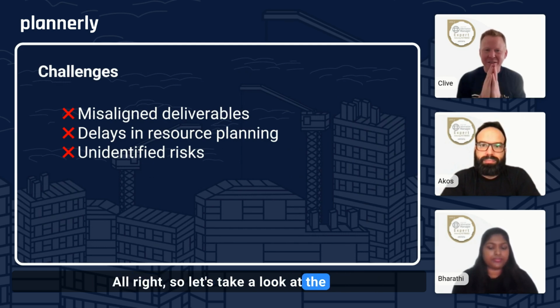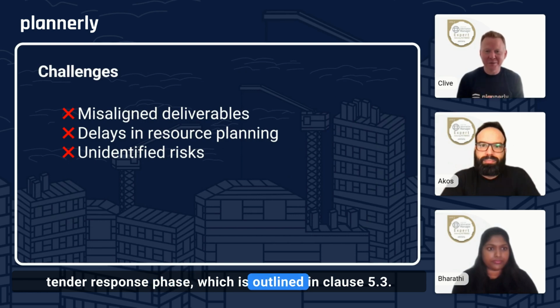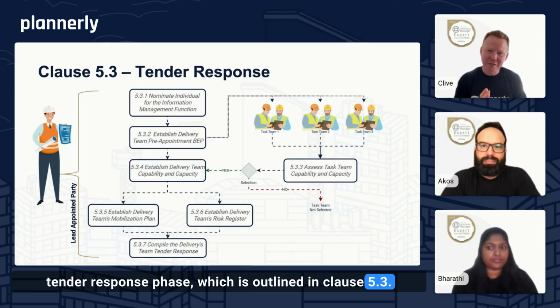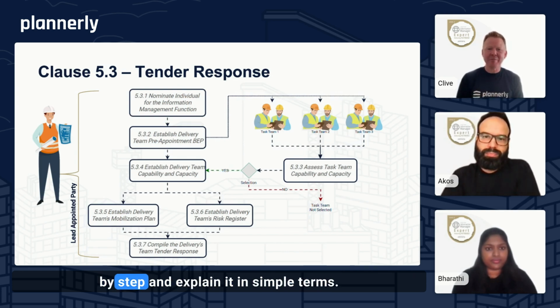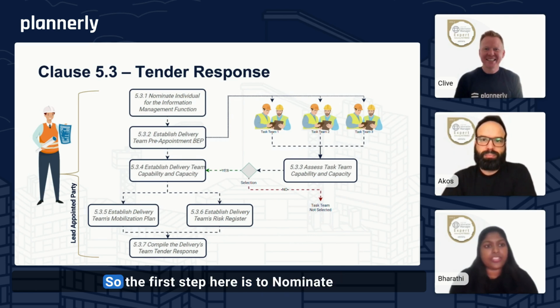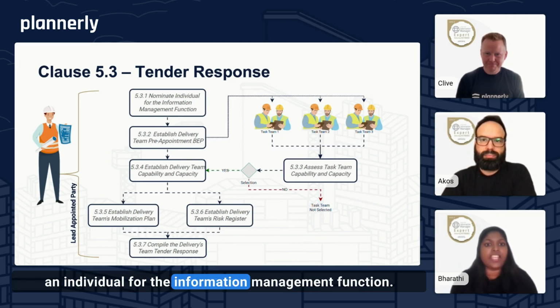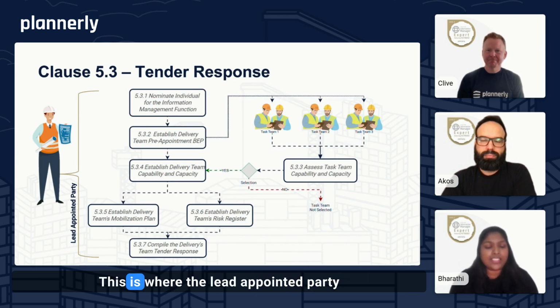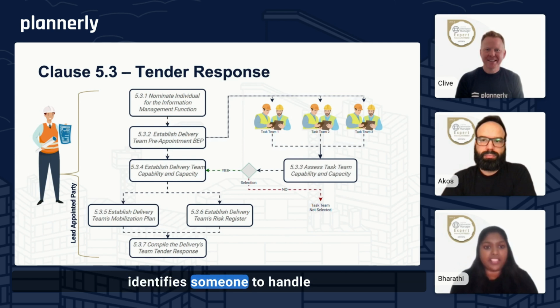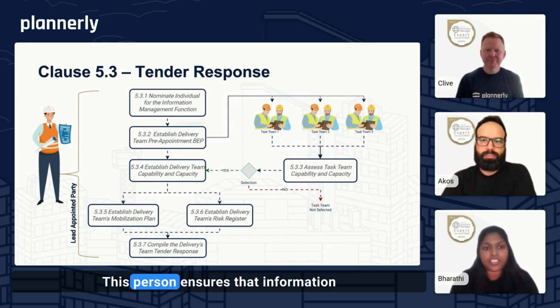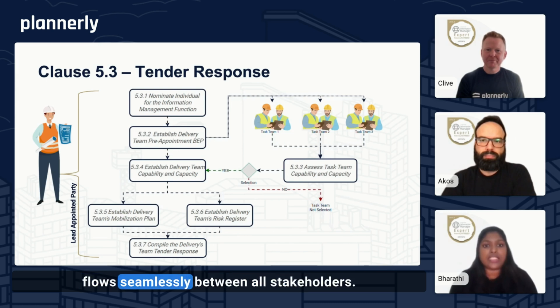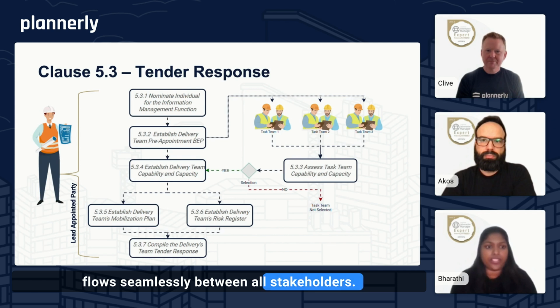So let's take a look at the tender response phase, which is outlined in clause 5.3. Don't worry, this might look like a lot, but we're going to break it down step by step and explain it in simple terms. So the first step here is to nominate an individual for the information management function. This is where the lead appointed party identifies someone to handle information management responsibilities. This person ensures that information flows seamlessly between all stakeholders.